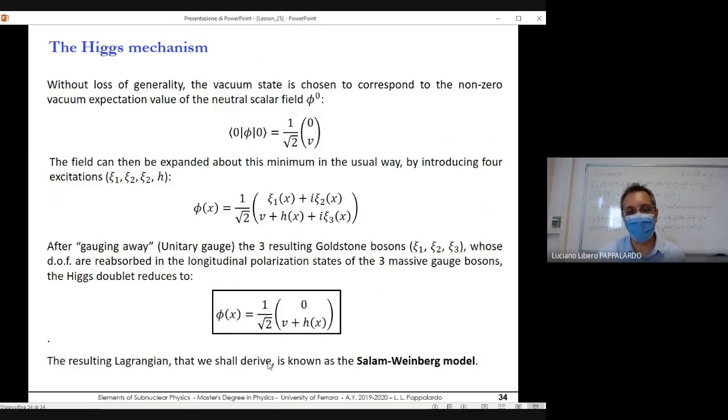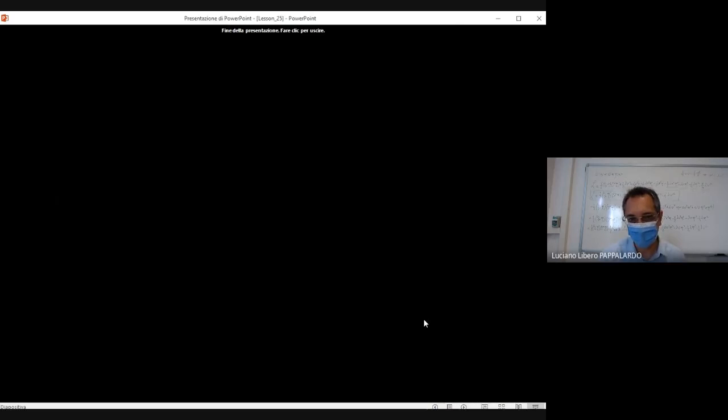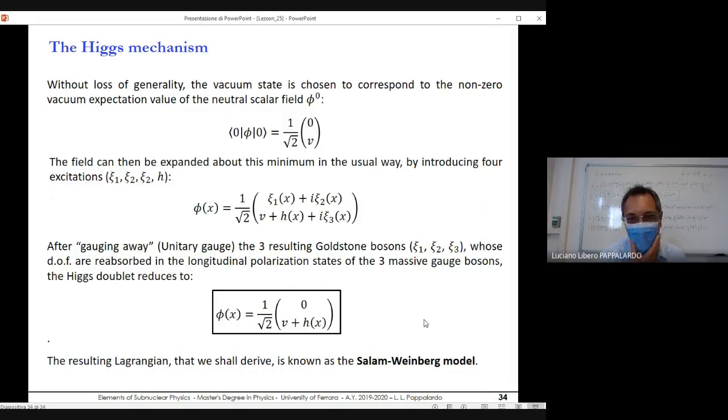Now, the next step that we will do tomorrow is to put this into the Lagrangian and see what happens when we look at the quadratic terms in the gauge bosons. And this is indeed the place where the masses arise naturally. So this will be the Glashow-Salam-Weinberg Lagrangian that we derive tomorrow. Okay. Any questions?